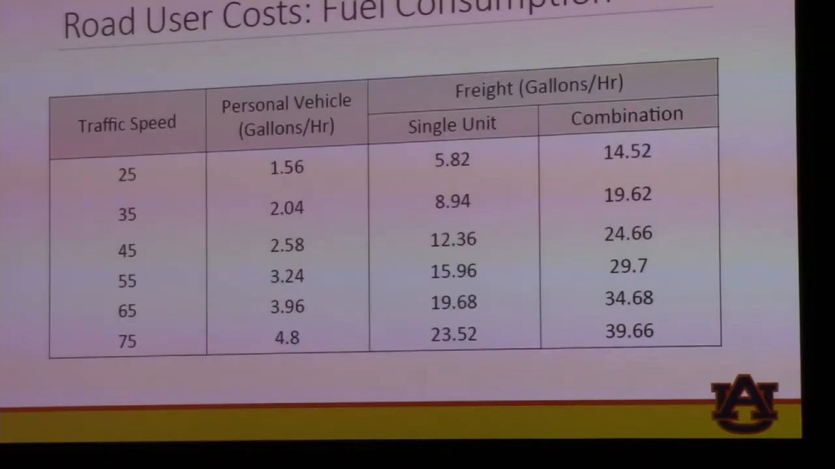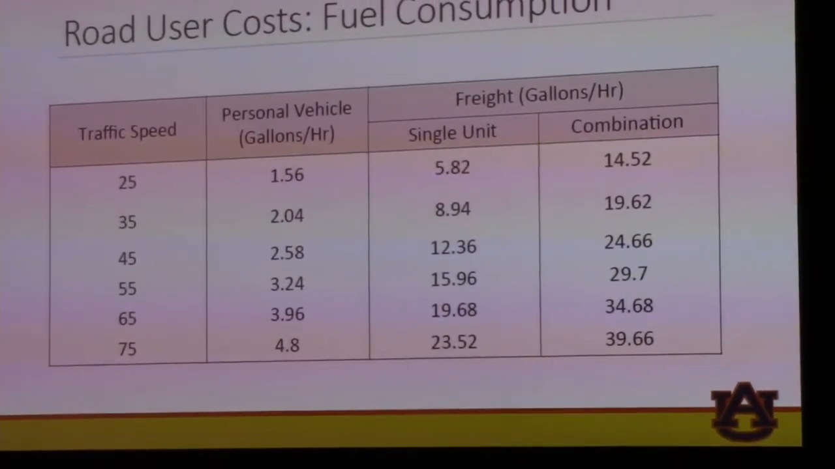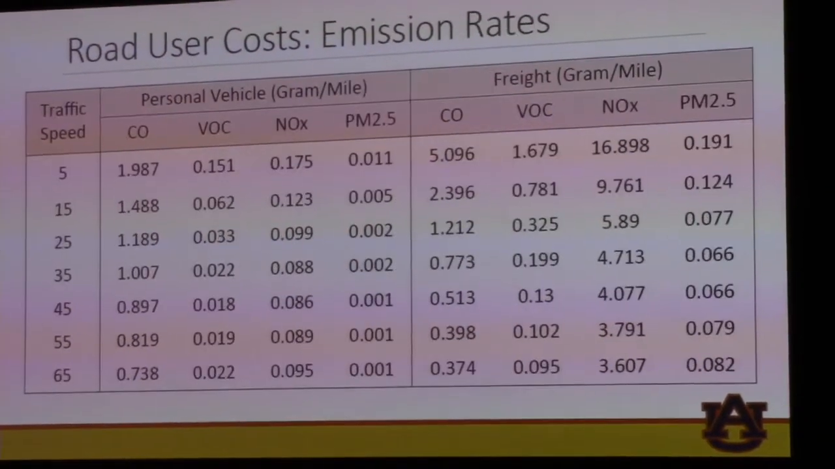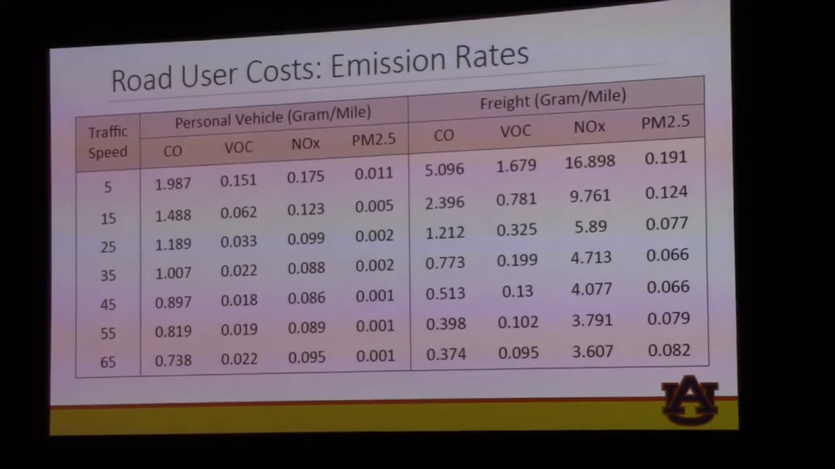The second category was fuel consumption, and this was another thing, again, for personal vehicles and freight vehicles, very different emissions and fuel consumption for them. So based off a speed of your roadway, you can see the amount of fuel that's being lost by just sitting in traffic for every hour that they sit in traffic there. And of course, this is per vehicle, that the more vehicles you have sitting in traffic, this gets increasingly bigger. And then the emission rates with this as well.